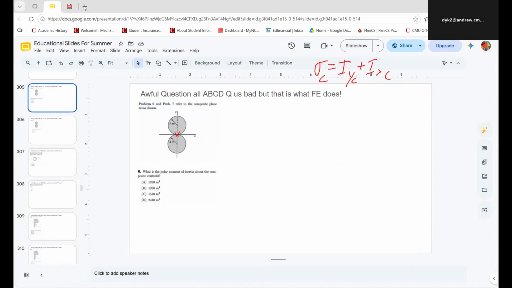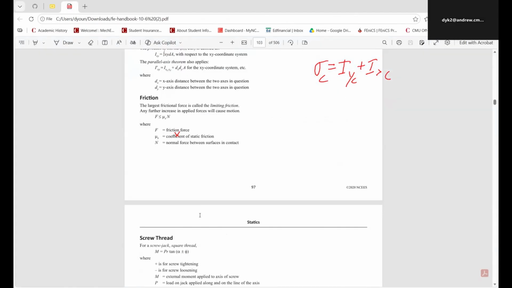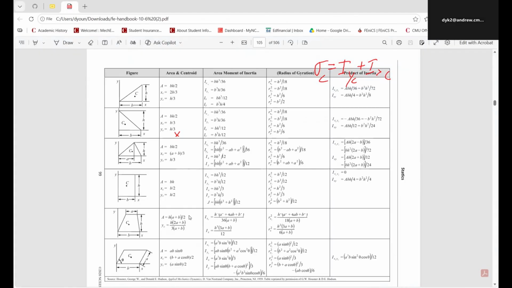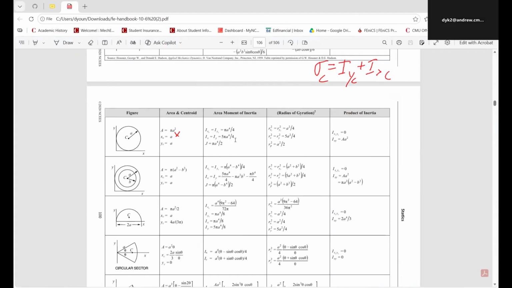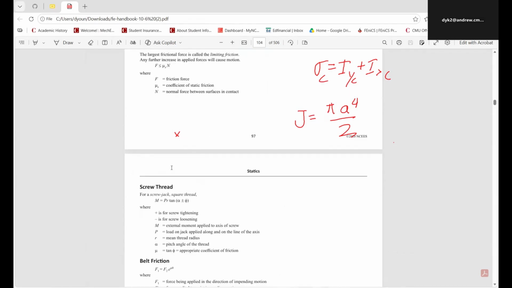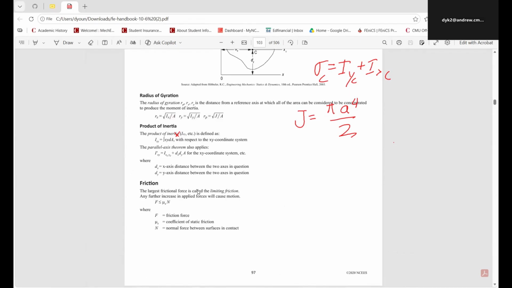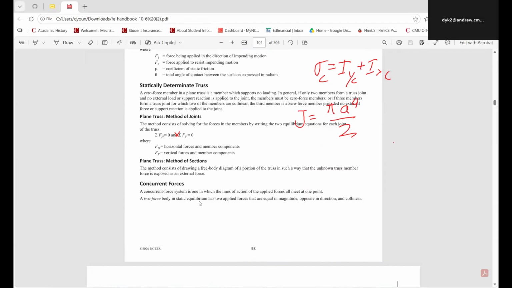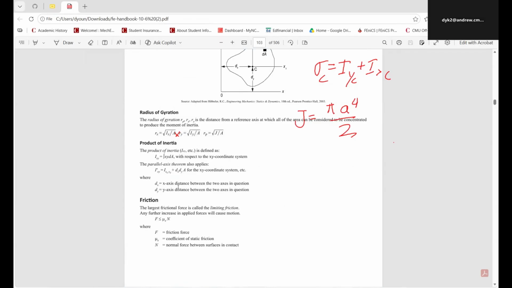And then we can get over here. Circle, where's the circle? Oh, wait a second. We have this over here. We have a shortcut. J equal pi a^4 divided by 2. A beautiful shortcut. Can we use that to our advantage with the parallel axis theorem? I genuinely have no idea because I've never tried it before, I don't think, in the class. So it's going to be new for me too.